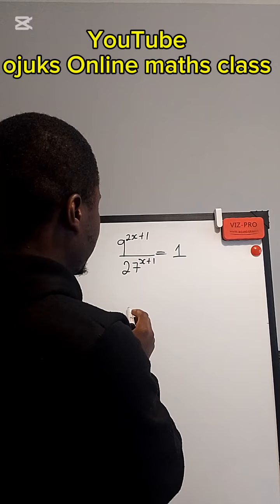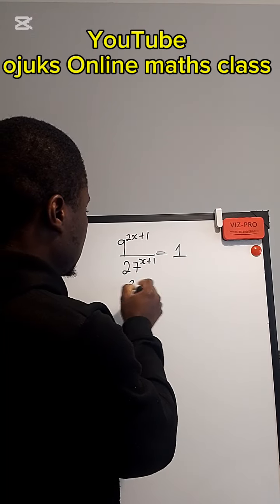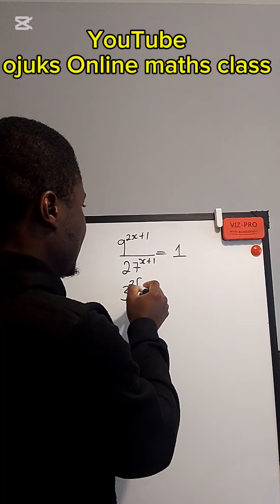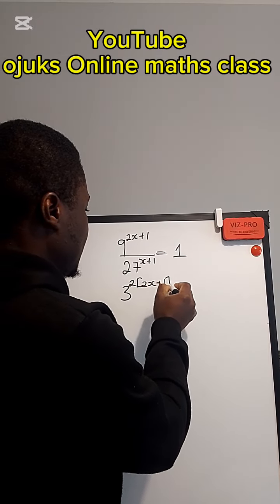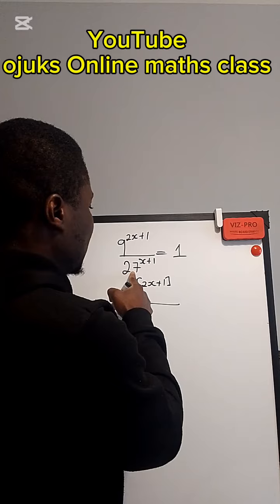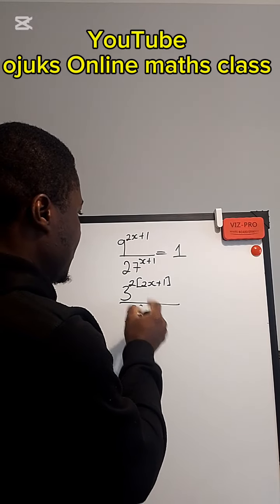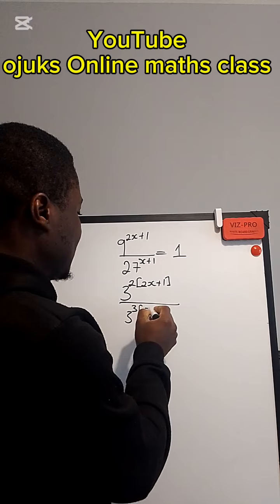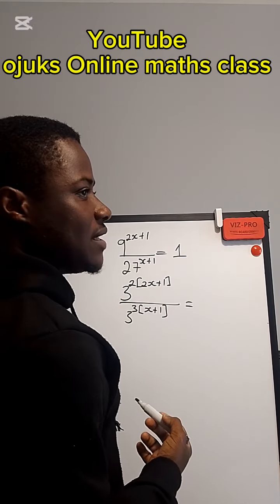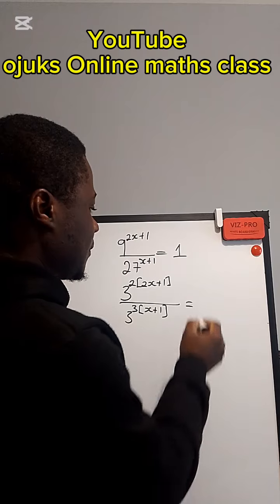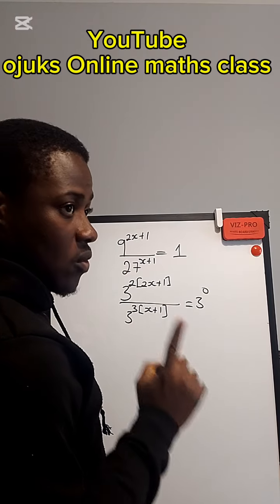Of course, 9 can be written in the index form of the base of 3 as 3 to the power of 2, which is 9. Then in bracket, the initial power, which is 2x plus 1. Then divided by 27 can be written as 3 to the power of 3 in bracket, the initial power, which is x plus 1, equals 1, which can be written in index form of 3 as 3 to the power of 0. Of course, 3 to the power of 0 is 1.